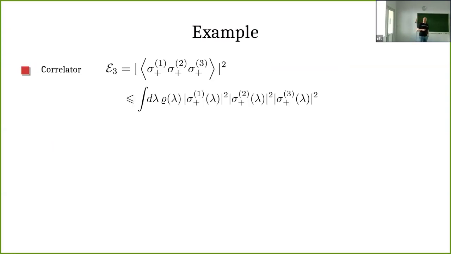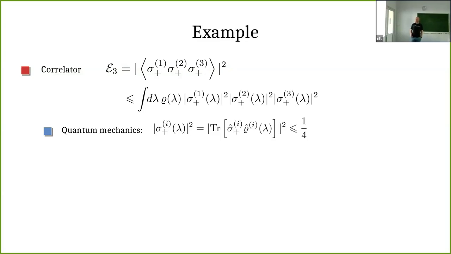Okay, so this is our correlator. These are our local objects. And now, assume quantum mechanics for each subsystem. What does it mean? This means that each of these objects is calculated with raising operators. Now this is represented as a locally measured observable. So it's a trace of a raising operator for the ith qubit times its density matrix, modulus squared. And since the raising operator is sigma x plus i sigma y, and it is constrained to a Bloch sphere, this cannot be bigger than 1/4. So if quantum mechanics calls for this, this, and this independently, this is 1/4, 1/4, 1/4. So this is the maximal value you can get.